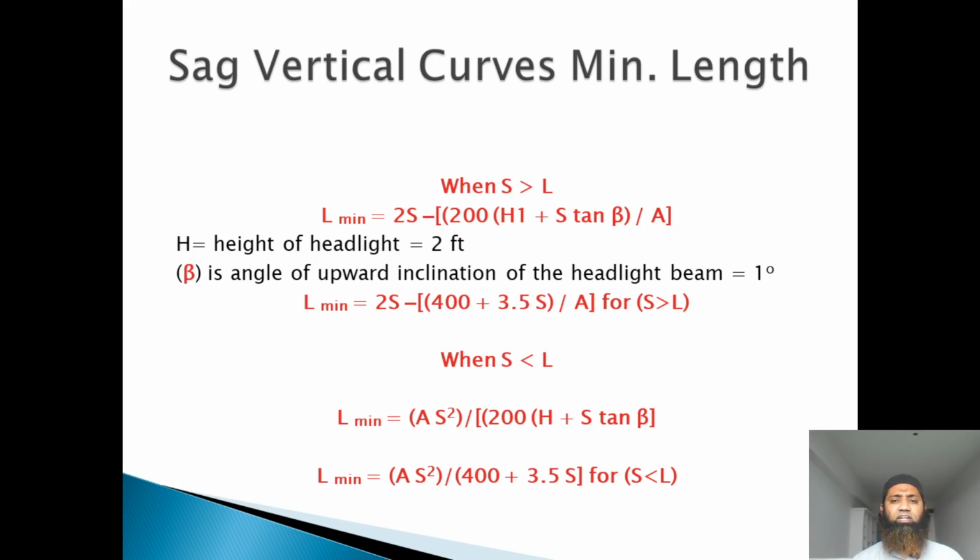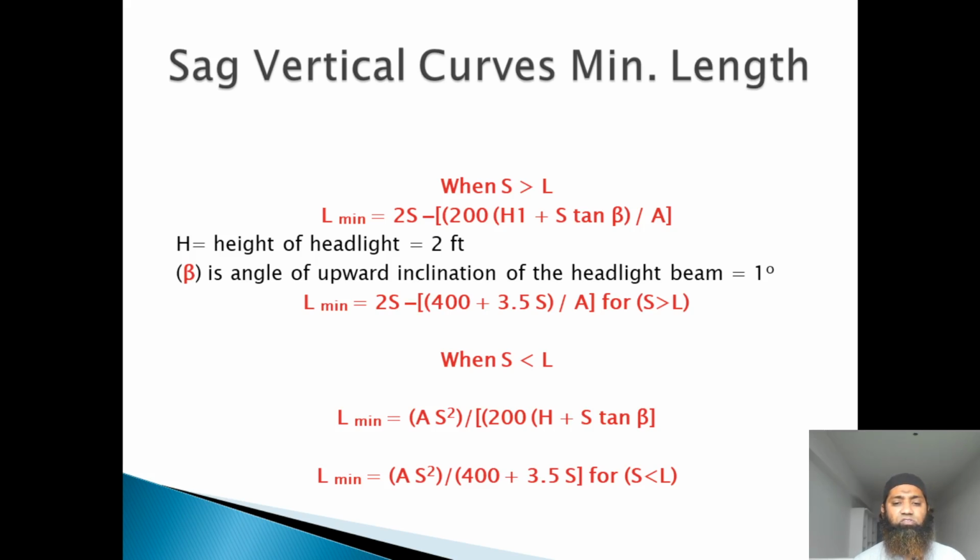You can see, for sag vertical curves, the minimum length when S is greater than L: L minimum is equal to 2S minus (200 times (H plus S tan beta)) divided by A. Please be clear here: it is S tan beta by A. H, the height of the headlight, is 2 feet, and beta is the angle of upward inclination of the headlight beam, which is 1 degree. So L minimum is equal to 2S minus (400 plus 3.5S) divided by A for S greater than L. This is the final formula.